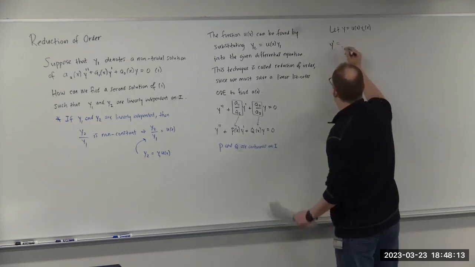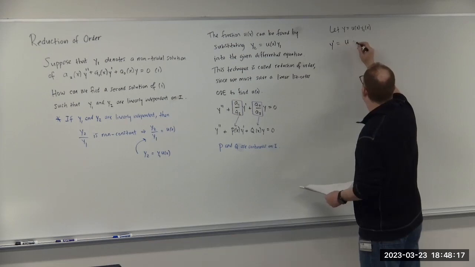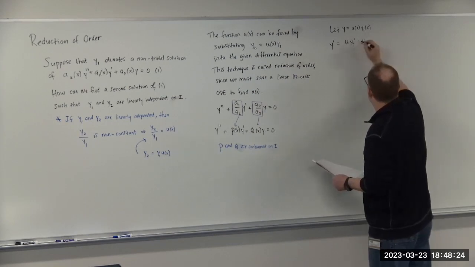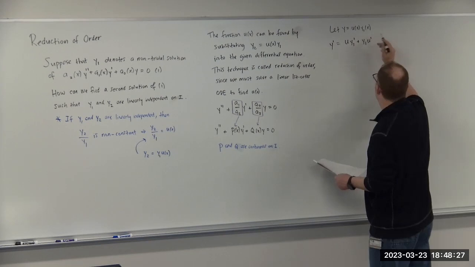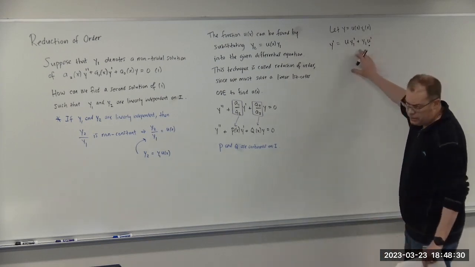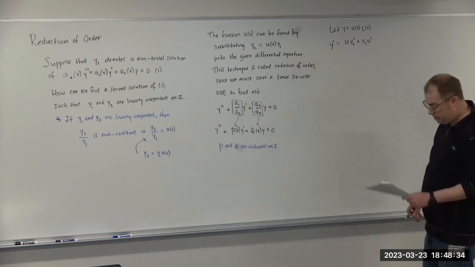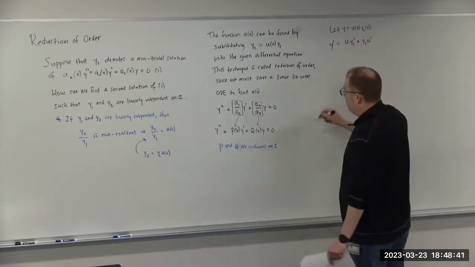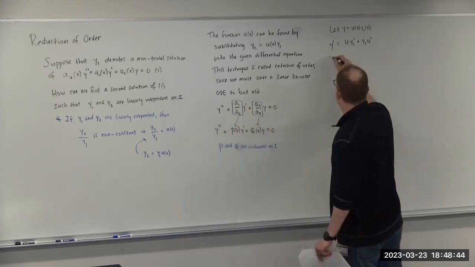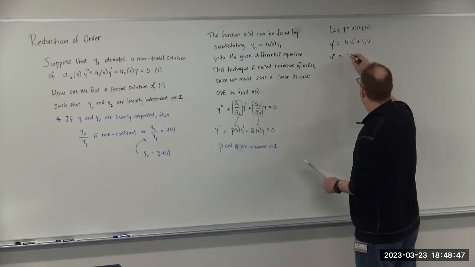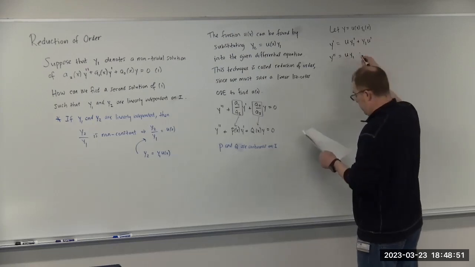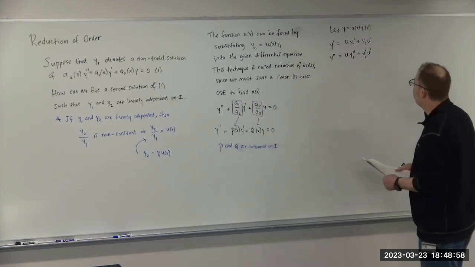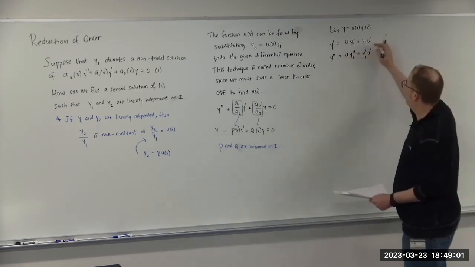So y prime is going to be u times y1 prime, plus y1 times u prime of x. Again, I'll just omit the arguments to save on some space. That's nothing more than applying the product rule. Then we also need the second derivative. We're going to end up getting u times y1 double prime plus y1 prime times u prime. We apply the product rule here, and now we apply the product rule for this term.